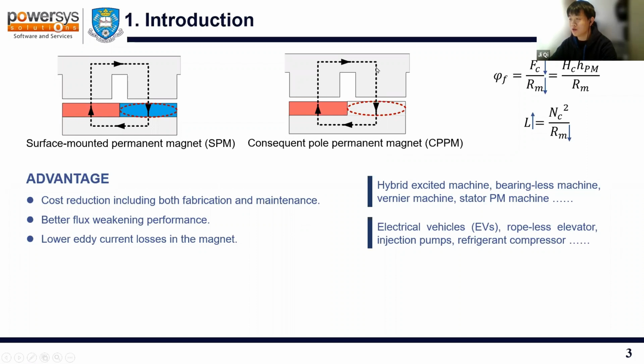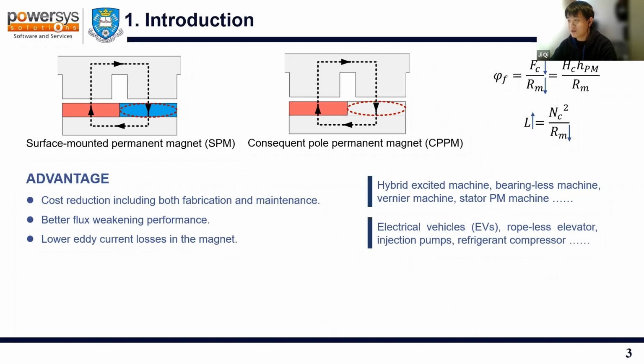Also, due to the reduced flux reluctance along the flux path, it will lead to a higher inductance. So it can achieve better flux weakening performance for this structure. It is also reported that this structure can achieve lower eddy current loss in the magnet. So that's why it has been widely used in many kinds of machines, like hybrid excited machine, Vernier machine, CPPM machines, and so on. And also, this kind of machine has many applications, like electric vehicle, rope-less elevator, pumps, compressors.